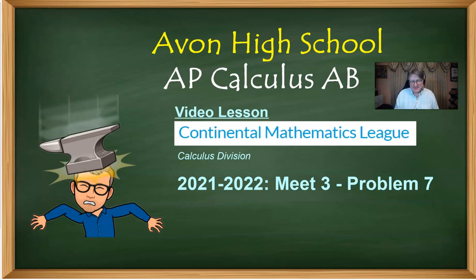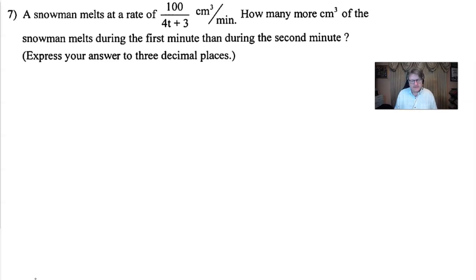What we're going to do is take a look at another Continental Mathematics League problem. This one comes from the 2021-2022 test, Meet 3. It's problem number 7, and it sort of reads like a related rate question at the beginning, but it's actually just a problem that involves definite integration.